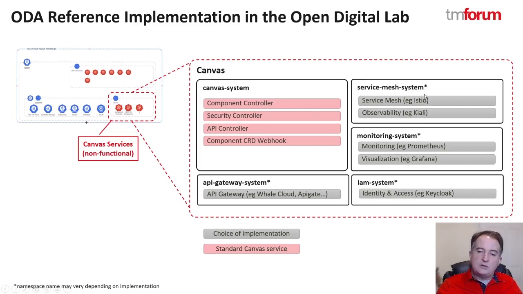Now you could have your own canvas with an alternative service mesh, and that should work. The only thing is that the service mesh has a corresponding controller which actually configures the service mesh automatically from the metadata from the component. And so this is the reference environment that we will be using.